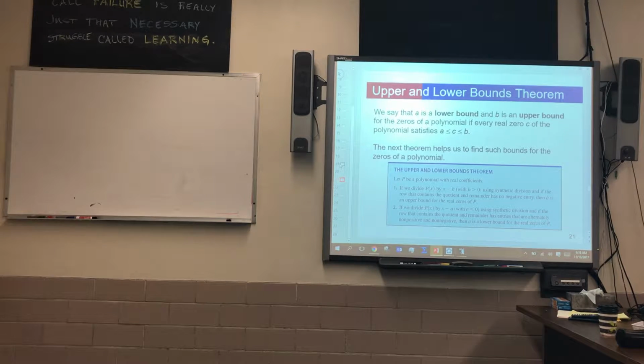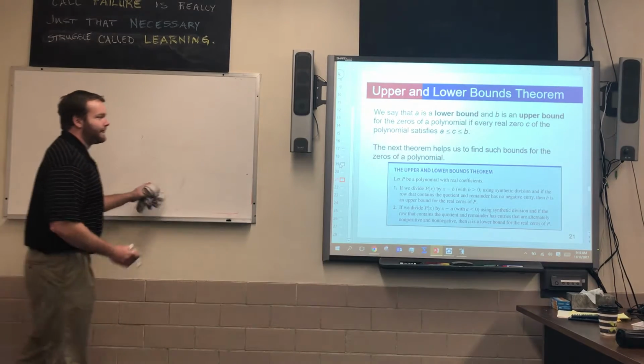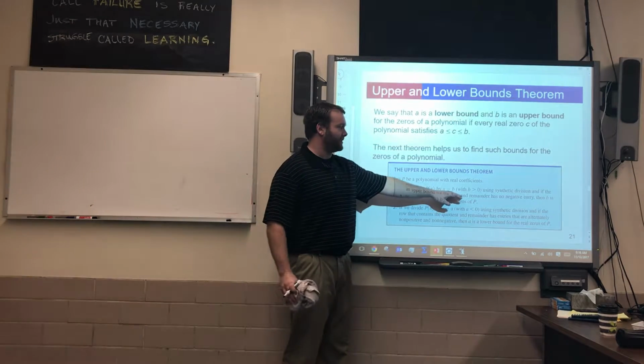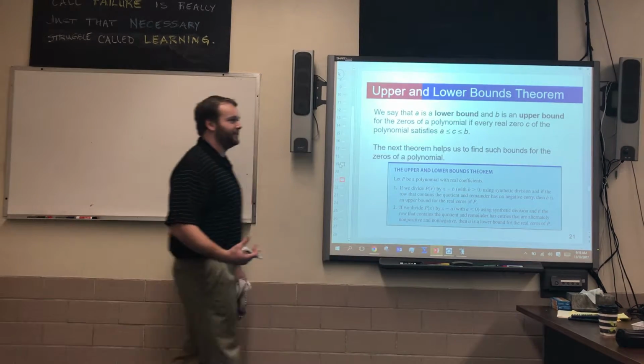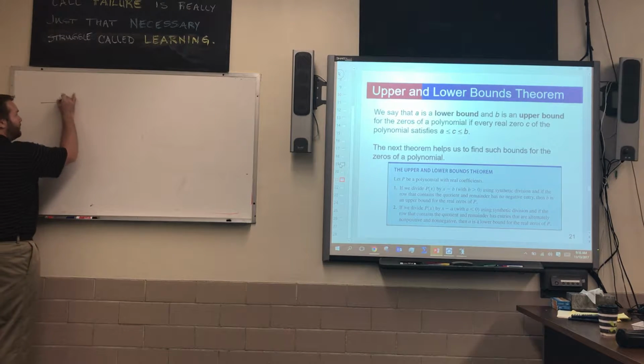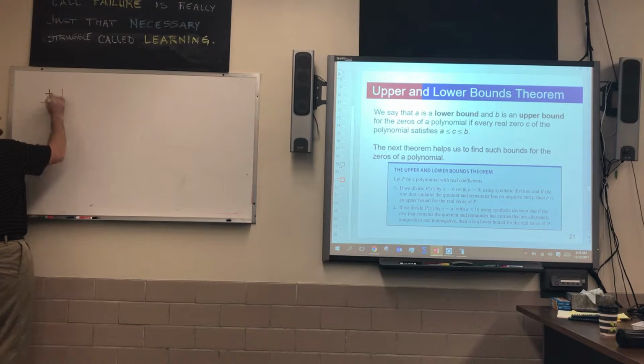Here it says we say that A is a lower bound and B is an upper bound for zeros of the polynomial if every real zero C satisfies that inequality, where C is between A, which is your lower bound, and B, which is your upper bound. But then here's what this theorem says. This becomes useful, and you see this pattern a lot of times when we do synthetic division, we get a zero. But it says if we divide P of x by some factor where your B value is positive, so we've got some polynomial, and the number that we're putting in here is positive.